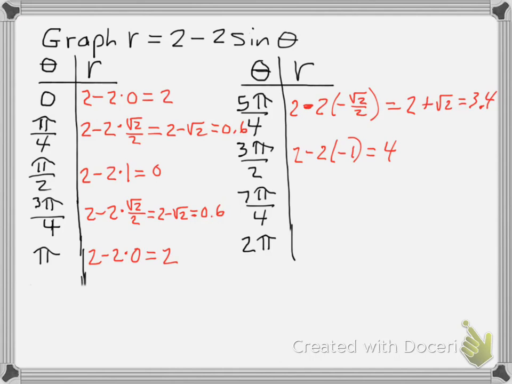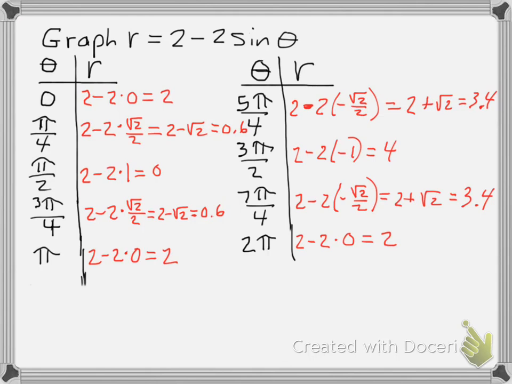If we use 7 pi over 4 for theta, we'll get 2 minus 2 times the sine of 7 pi over 4, which is negative square root of 2 over 2, which means we'll get 2 plus the square root of 2, which is about 3.4. And finally, to finish this thing off, 2 pi, which is the whole way around the circle, basically, we'll get 2 minus 2 times the sine of 2 pi is 0. And so we end up with just 2.